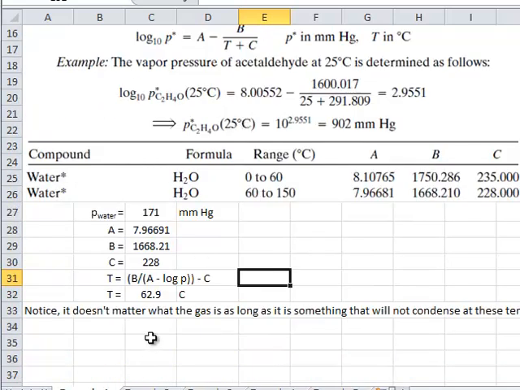So that concludes this video. In the next video, we will continue looking at psychrometrics, but we will start looking at the humidification charts.